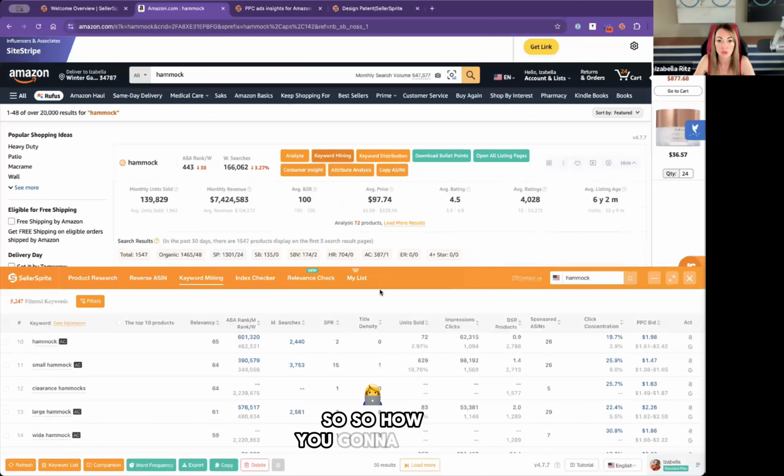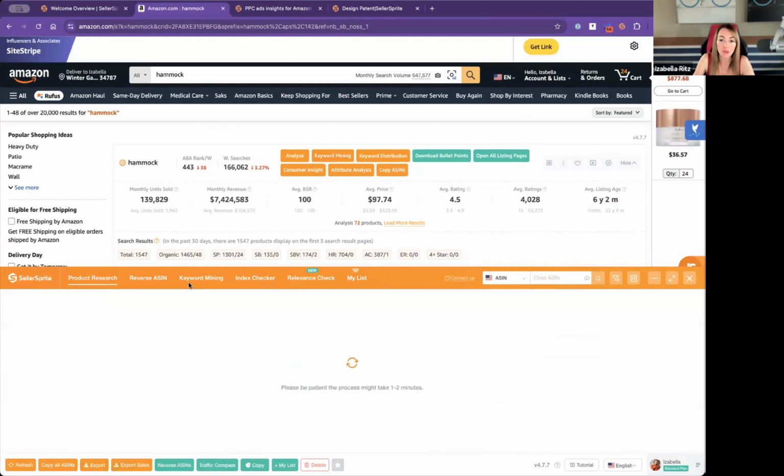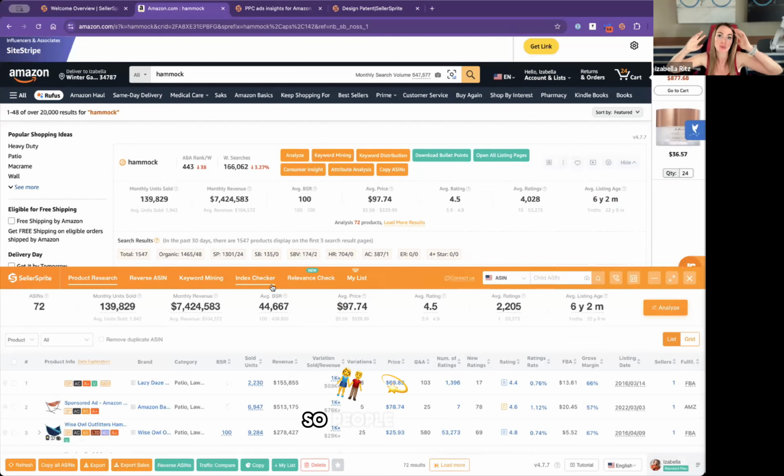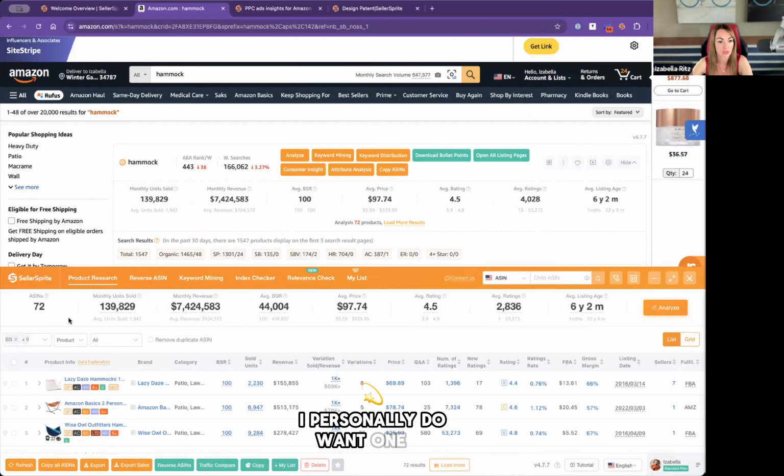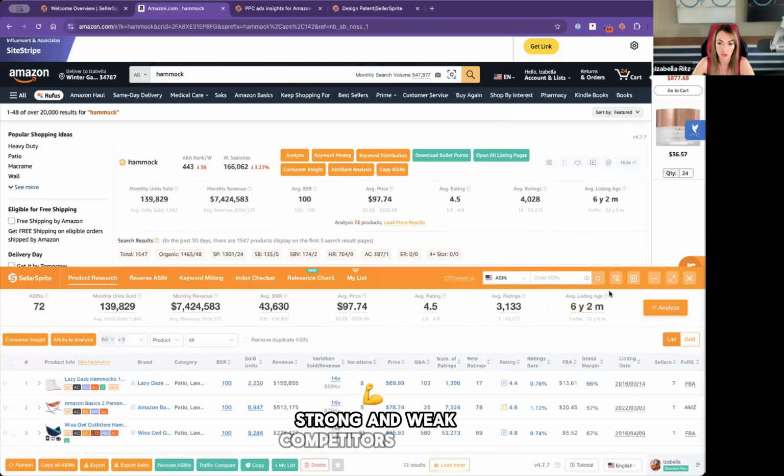So how are you going to work with those? For example, if you want to do product research and validate this specific product from page one, because you really don't know, is it a good idea or bad idea? This idea just came into your head and you think, oh my God, it's summer, so people want hammocks. I personally do want one. So now you want to see how many strong and weak competitors are out there.